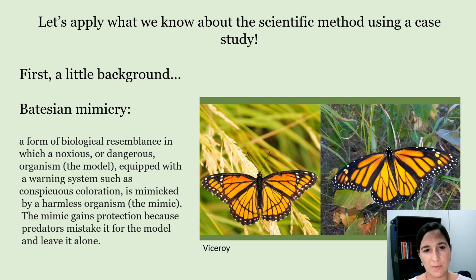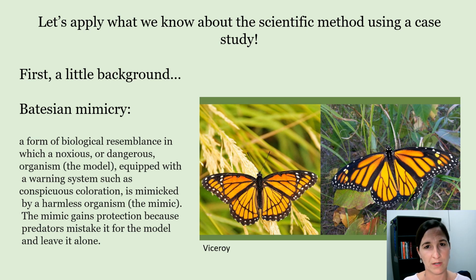Batesian mimicry is a form of biological resemblance in which a noxious or dangerous organism, the model species, is equipped with a warning system like conspicuous coloration, and this organism is mimicked by a harmless organism. Here is a monarch butterfly on the right. Monarch butterflies, if you didn't know, are actually poisonous to birds and other predators. They eat milkweed, which contains toxins that are poisonous to many animals.